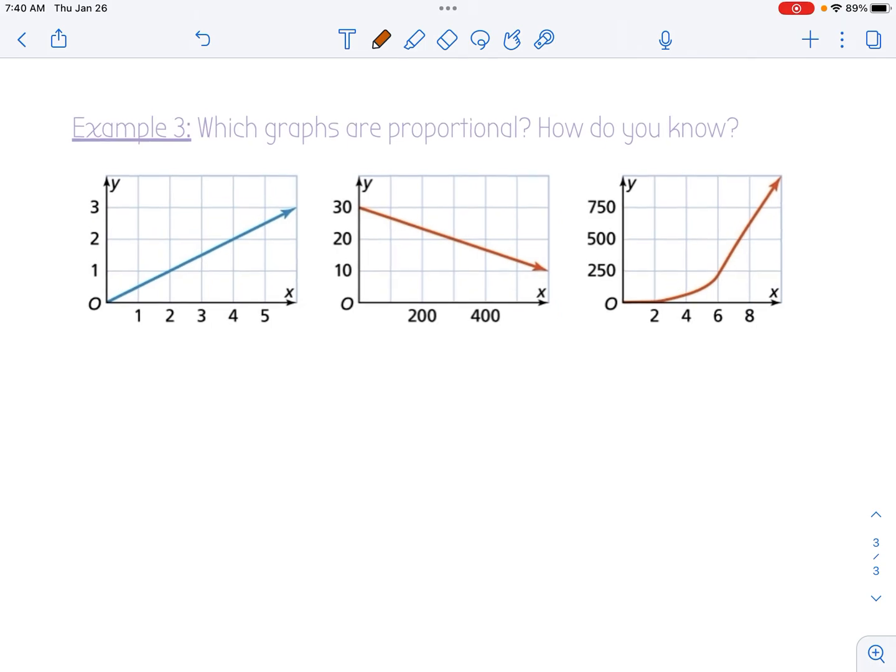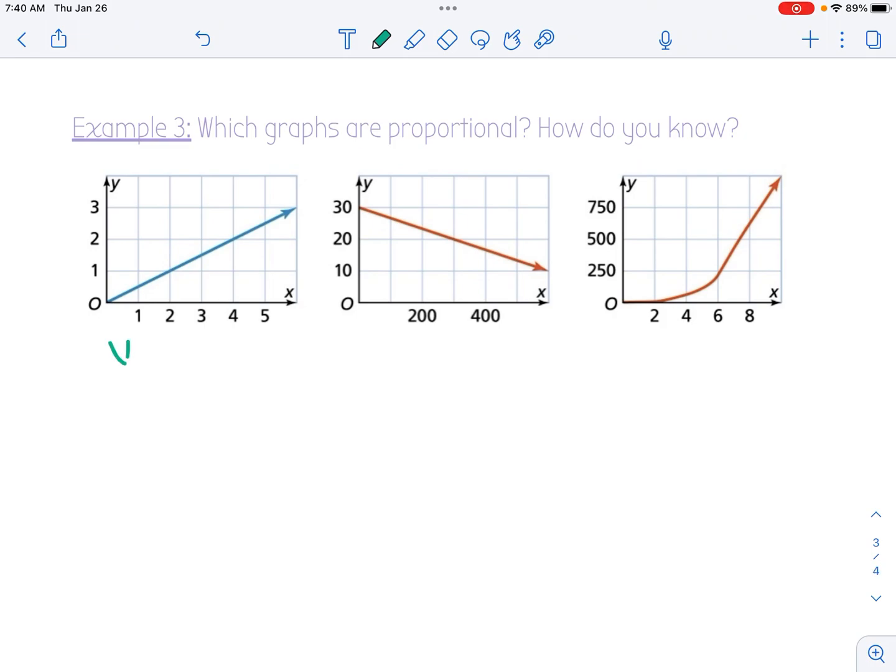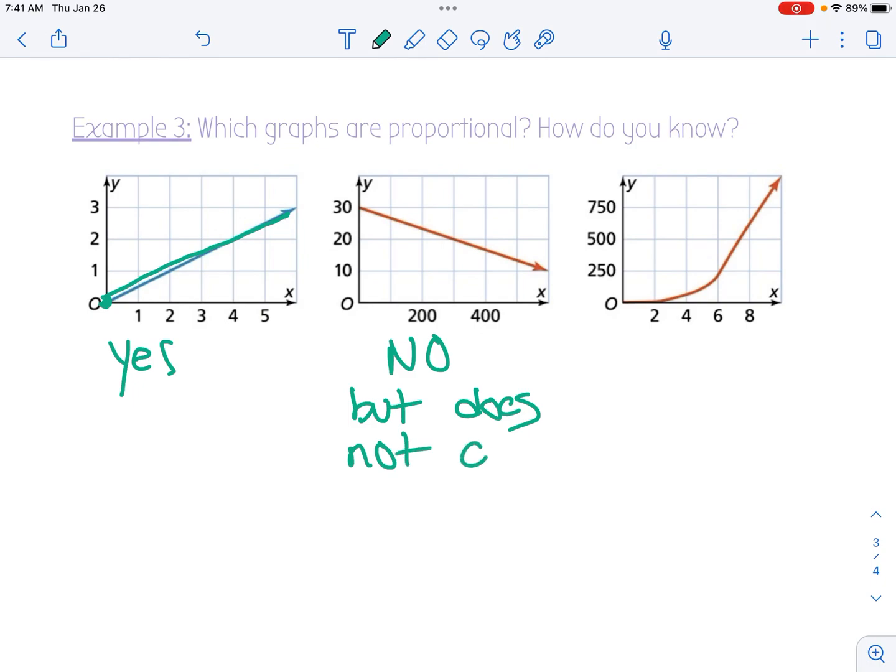Our last problem is to tell which graphs are proportional. So for my first one, this is proportional because it goes through the origin and it's a straight line. So it has met both of my two rules. My second one is not. It is a straight line, but it does not go through the origin. So even though it is a straight line, it has to go through 0, 0, and it does not.